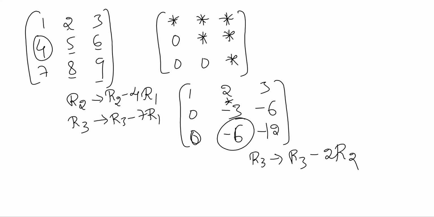Yes, sir. So first row we are not altering, write as it is, 1, 2, 3. Second row also we are not altering, write as it is, 0, minus 3, minus 6. Now minus 6 minus 2 into minus 3 means it will become plus 6. Minus 6 plus 6 is 0. Minus 12 plus 12 will be 0. So both elements you are getting 0.